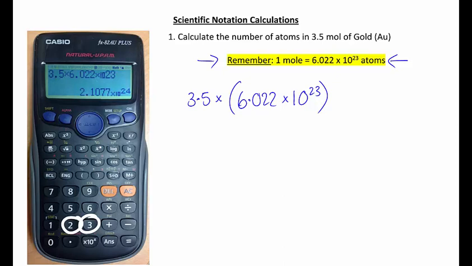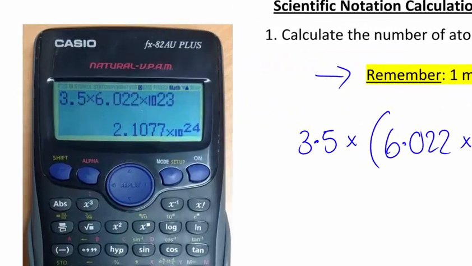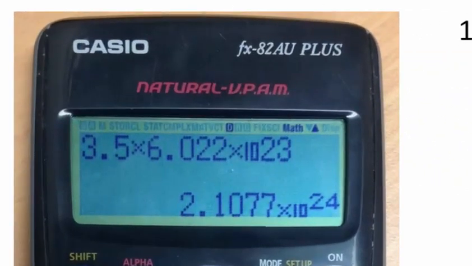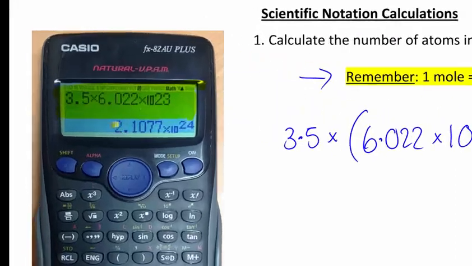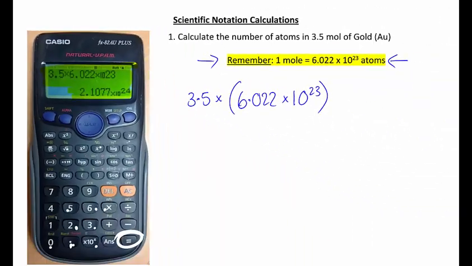Okay, so I'll go through that again. So on your calculator, you hit 3.5 times 6.022 times 10 to the x, and then 23. And you can see that in the top screen on my calculator as well. So up here. Then press equals, and you should see the answer that's on my screen at the top here. So my answer is 2.1077 times 10 to the 24.